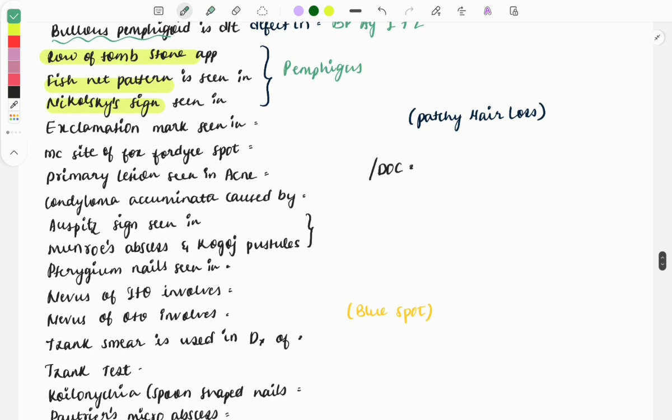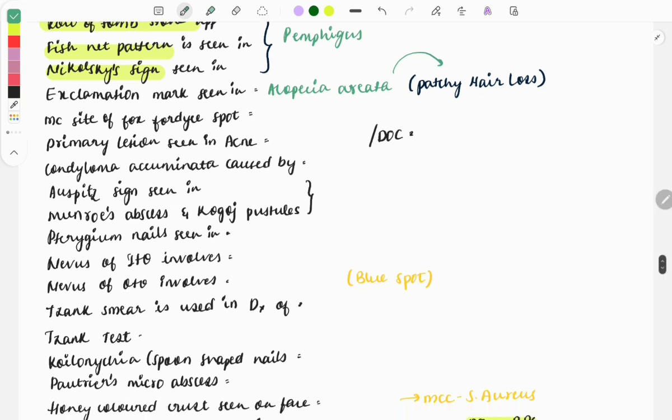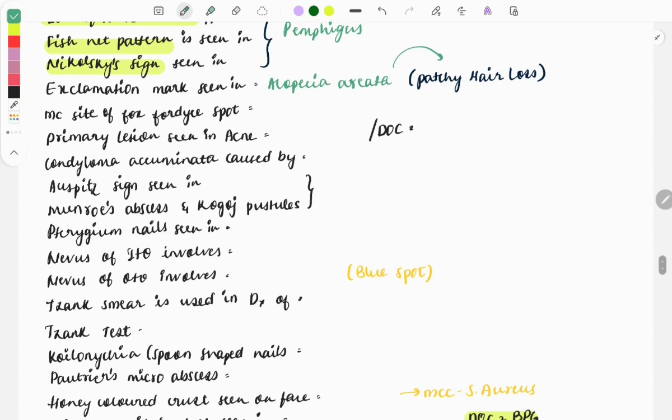ठीक है. Then exclamation mark seen in alopecia areata. It is an autoimmune condition जिसमें कि patchy hair loss होती है, और जब हेयर को हम देखते हैं, then we can see the exclamation mark on the hair. तो इमेज बेस्ड क्वेश्चन भी पूछा गया है एलोपेशिया एरिएटा का. The most common site of Fox-Fordyce sign is the axilla.